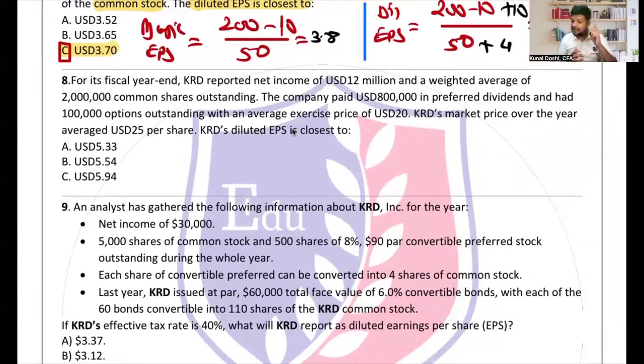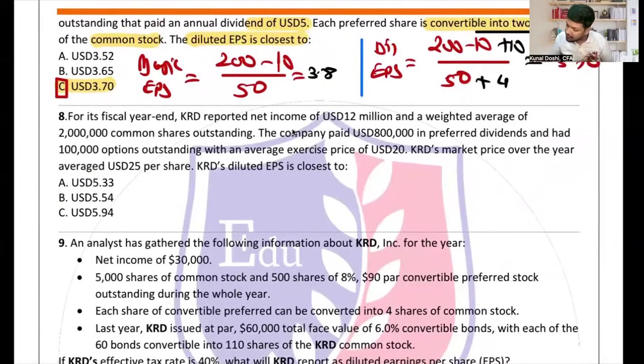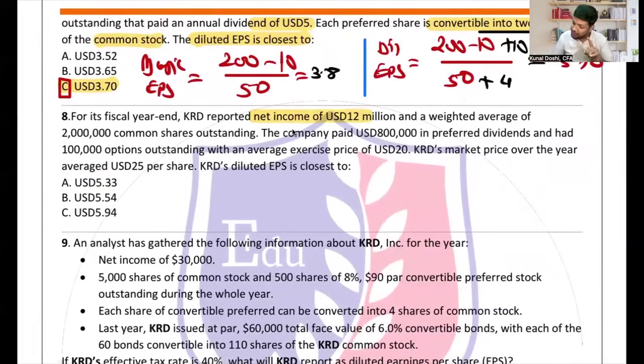Okay. Let's go with the eighth one. For the fiscal year ended, the company reported net income of USD 12 million and a weighted average of 2 million common shares. How do you save time? Of course, time is not an issue in level one, but sometimes students spend unnecessary time. So here, follow with me. I know they have asked me diluted EPS, so again, I am going to do basic EPS.